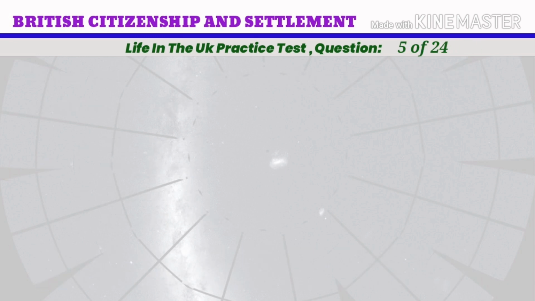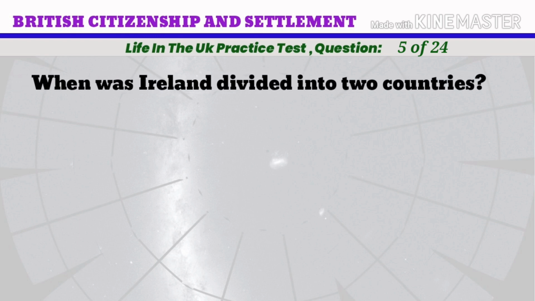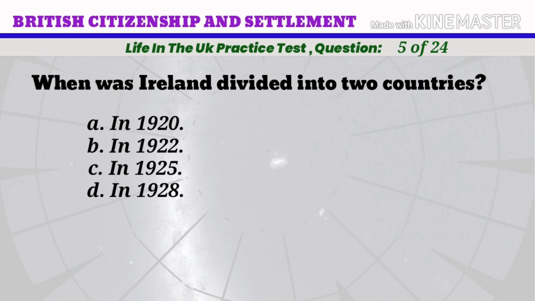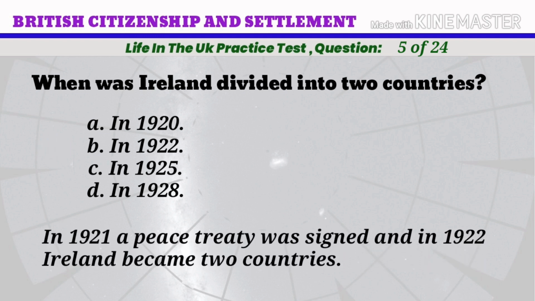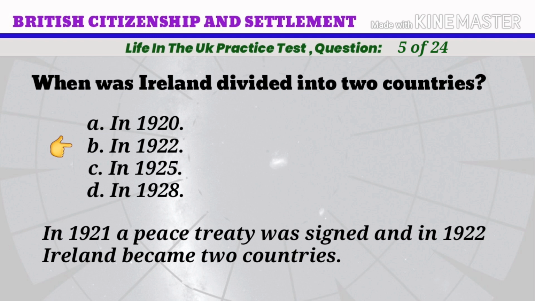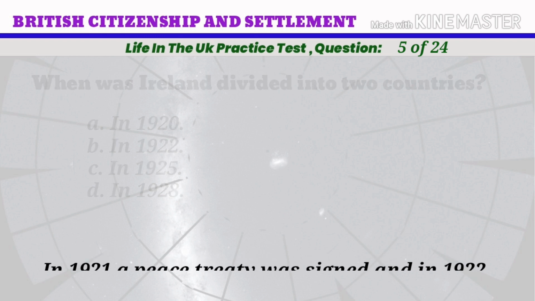Life in the UK practice test question 5 of 24. When was Ireland divided into two countries? A. In 1920. B. In 1922. C. In 1925. D. In 1928. The correct answer is B. In 1922. In 1921 a peace treaty was signed and in 1922 Ireland became two countries.